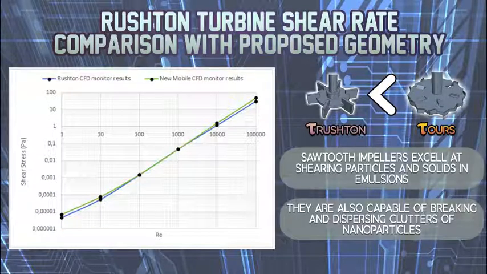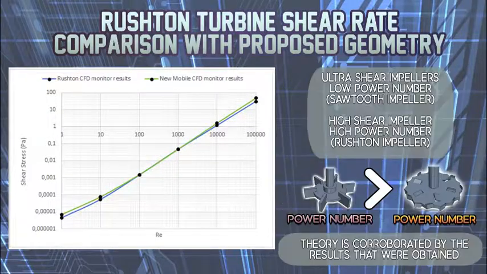The graph that can be observed here is a comparison between the two impellers that were studied in this project. The shear stress of the impeller that was designed is much larger than the shear stress produced by the Russian impeller. This comes as no surprise because the impeller that was designed was a sawtooth impeller, and these are very good at shearing particles and solids and emulsions, and they're also very efficient at breaking and dispersing clusters of nanoparticles.